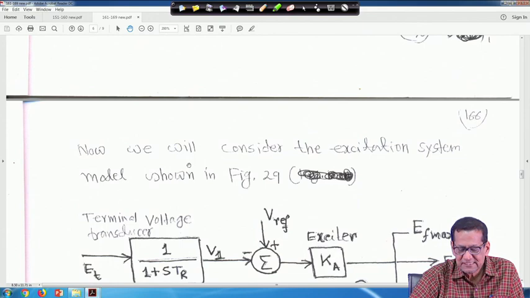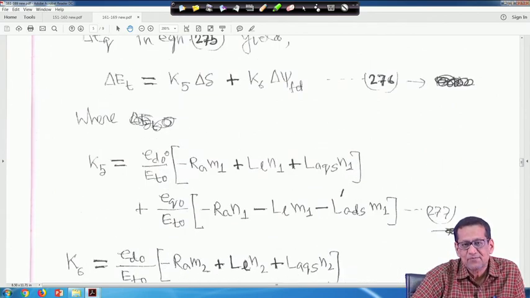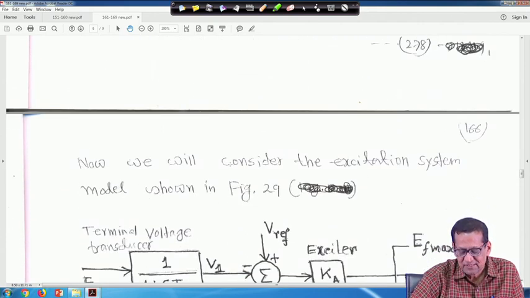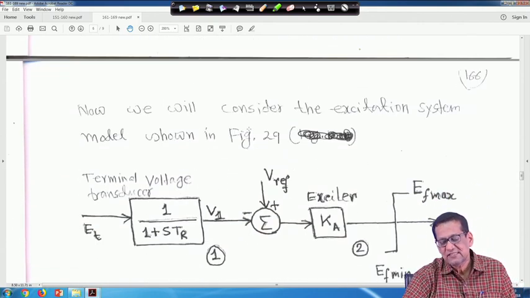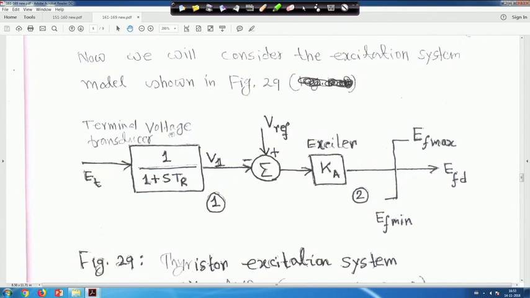Now, we will consider the excitation system model shown in the figure. We have expressed delta E t in terms of k 5 and k 6, and that will be added in the block diagram, but after that we will take an excitation system. We will consider the excitation model shown in figure 26. Here you have a terminal voltage transducer; the input to this is E t and its time constant is T R, that is 1 upon 1 plus S T R. Output is V 1, and this is the reference voltage.